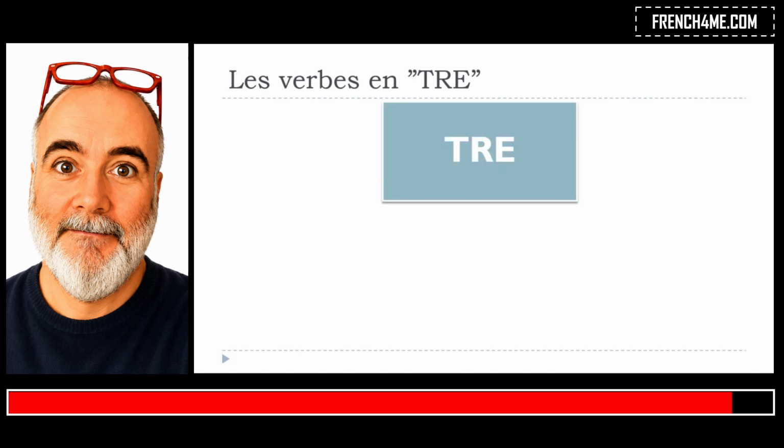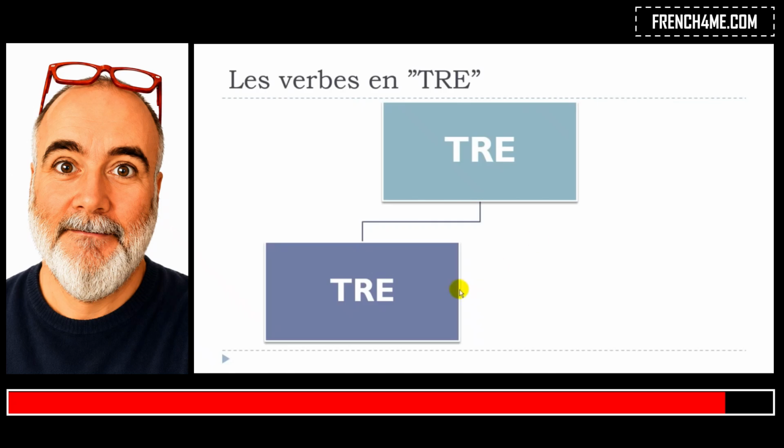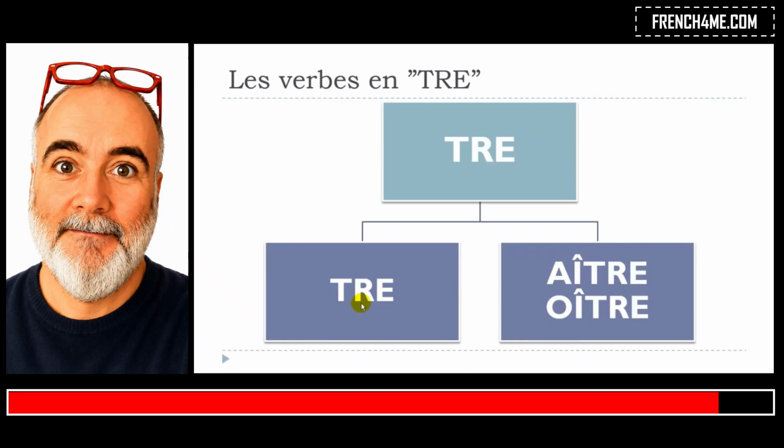And I thought it might be more logical or easier to divide them in two groups. The first one would be verbs ending with TRE, so it's not a big surprise. But the second one, I thought that maybe we should put them in a special group: the verbs ending with être and oître. Okay, so AI, accent circonflexe, TRE, être, oître, OI, accent circonflexe, TRE. Because basically they will behave a bit differently. So let's start now with the first one, the verbs ending with TRE.